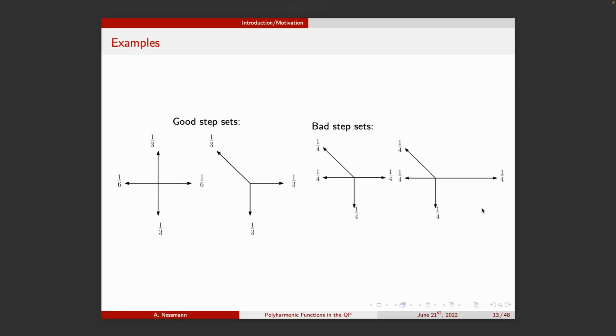So just some examples. The two examples on the left work out, if you look at them. The ones on the right: this one does not work because the root is not 0. It's more likely to go to the left than to the right. And this one is not a small step, so it's not allowed.